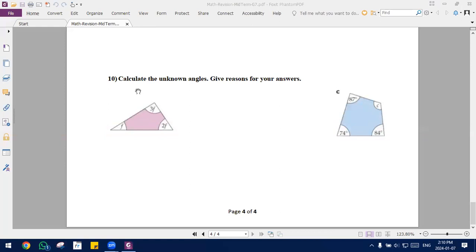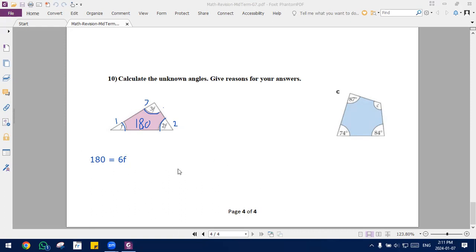Next, question 10. Calculate the unknown angle, give reasons for your answer. So, first of all, we have a triangle. You know that a triangle is what? 180. Now, we have this is F, this is 3F, this is 2F. So we use the same thing to find their value. All of them are F. How many F do we have? 1, and here 3, and here there is 2. Let's add them. We say that 180 is equal to 3 and 2, 5 and 1, 6, equal to 6F.